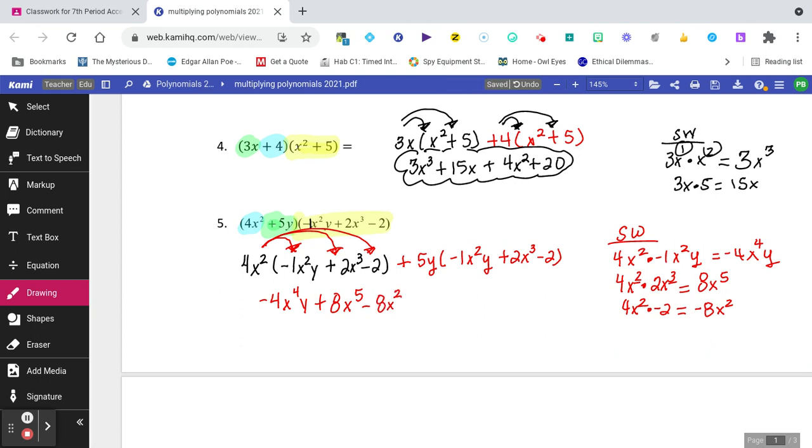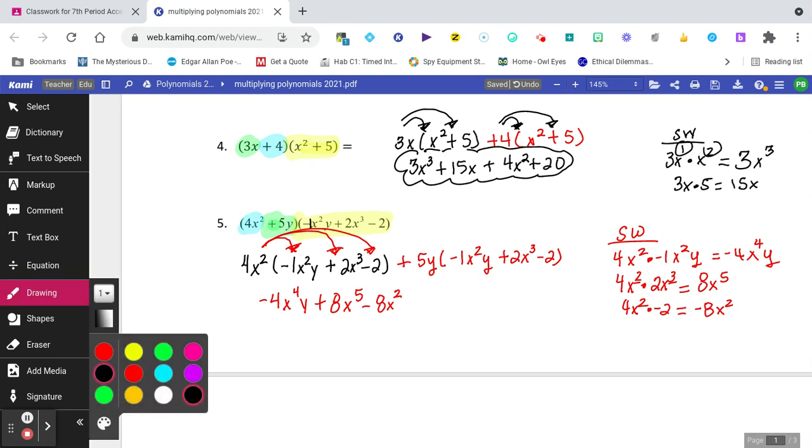And then you have another set. So let's get busy with the other set. Here you have 5y times negative 1x squared y. Put your imaginary 1 on that y. 5 times negative 1 is negative 5. Keep your x squared. There's nothing else to put it with. Write your y. But both of those are understood ones. 1 plus 1 is 2. So you put negative 5x squared y squared there.